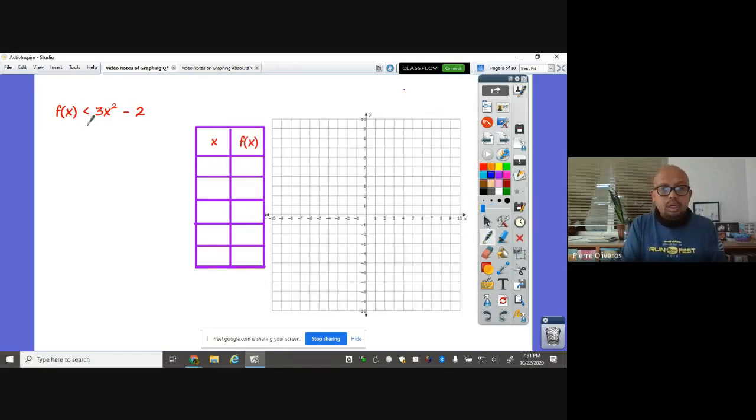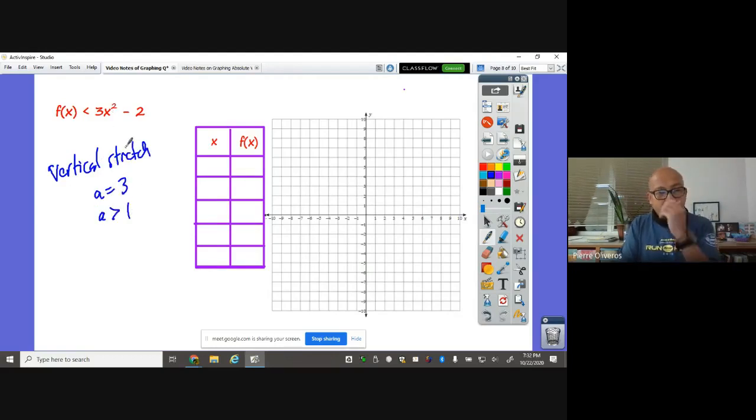So let's graph it now. 3x squared: there's a vertical stretch because the value of a there is equal to 3, which is bigger than 1. So it's going to be narrower, the wings of the graph. And let's make a table here. Since there's a negative 2, that means you're going to go down by 2. So (0, negative 2) is your vertex. And since a is positive, it's going to open upward. All right. So pick numbers before 0, which are negative 1 and negative 2, and after that, positive 1 and 2.